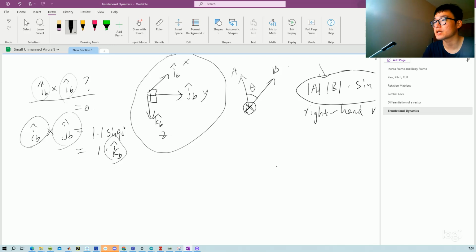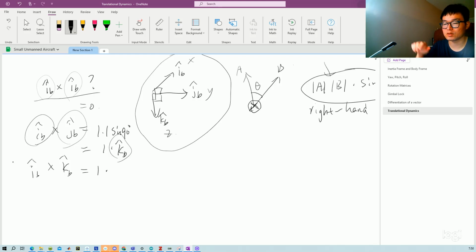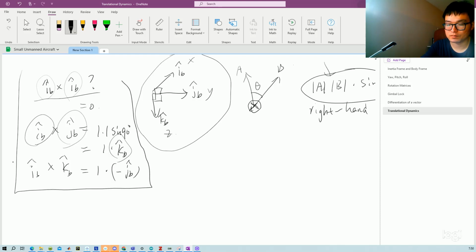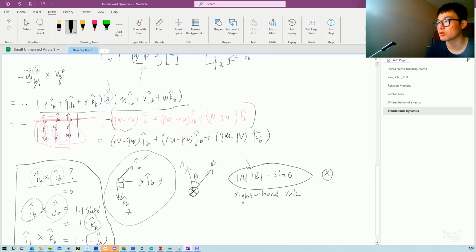That's our second conclusion. What about IB hat cross product with the z-axis unit vector KB hat? It equals 1 times, again applying the right hand rule, curl from IB hat towards KB hat. It gives you negative JB hat. So with this, we can actually compute this mathematically already.